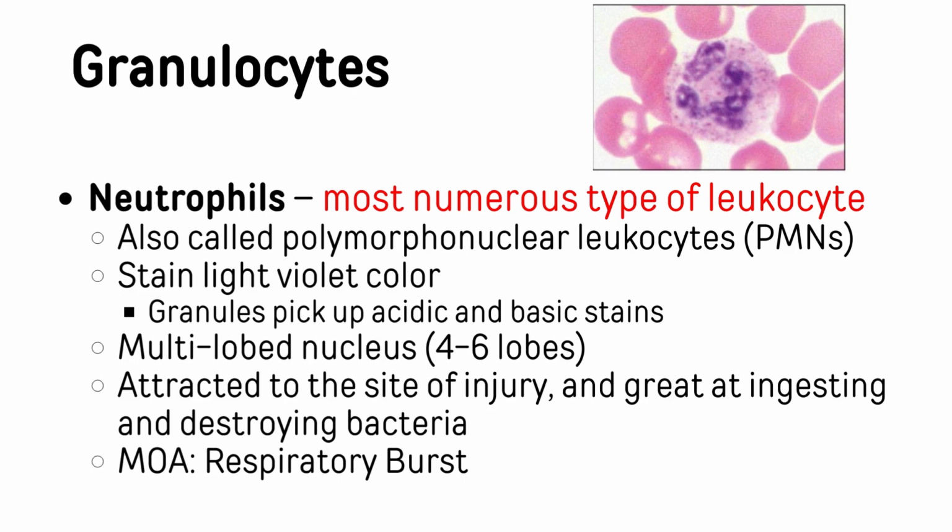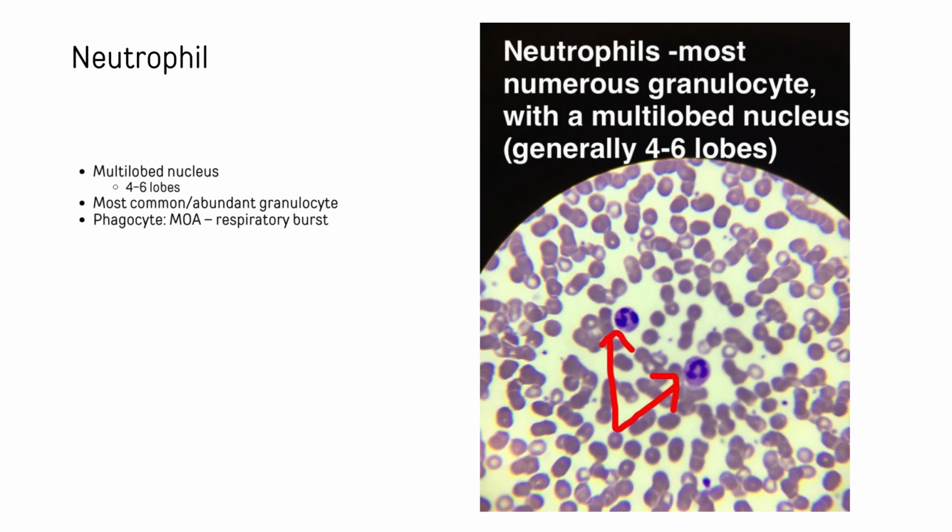They are attracted to the site of injury, and they're great at ingesting and destroying bacteria. They usually go to the site of injury first, but they do die fighting. Their major mechanism of action, how they work, is they release their granules, which contain reactive oxidative species, and that's called a respiratory burst. And that helps break down bacteria and cell debris. Next, we're going to be looking at the eosinophil, but let's not leave the neutrophil alone just yet. So let's review. The neutrophil has light purple granules, 4 to 6 lobes, and a multi-lobed nucleus, and uses a respiratory burst to help break down and phagocytose bacteria.